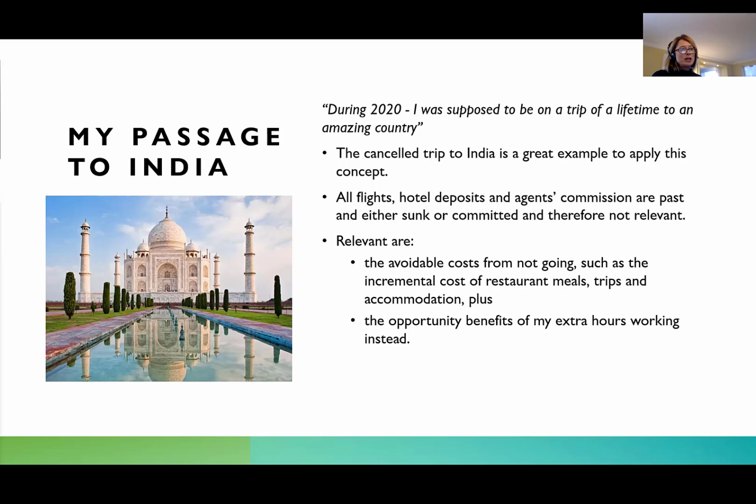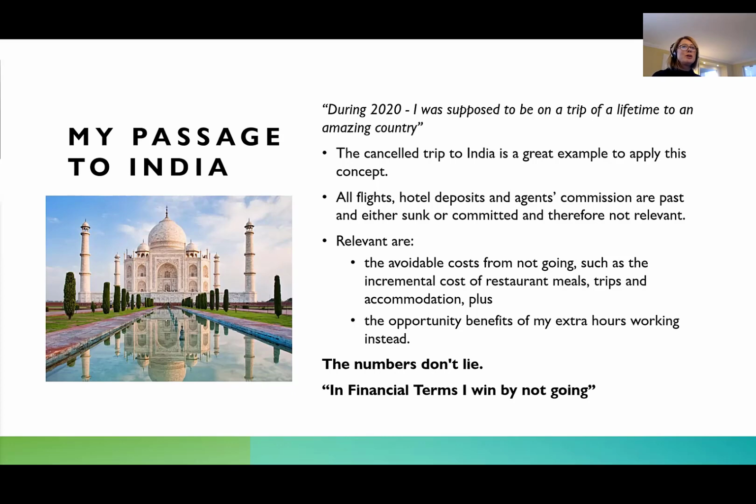And the benefits of actually working harder, shall we say. So by not going to India, I was able to take on more work and therefore earn more money. So in financial terms, although I lost out on the flights, hotel deposits, and the agent commission, they were no longer relevant. The only relevance to my decision in financial terms is that I was avoiding a lot of costs and earning a lot more by not going on holiday.